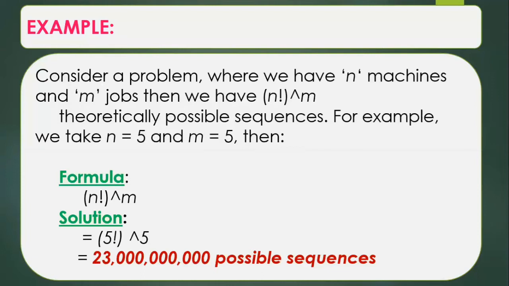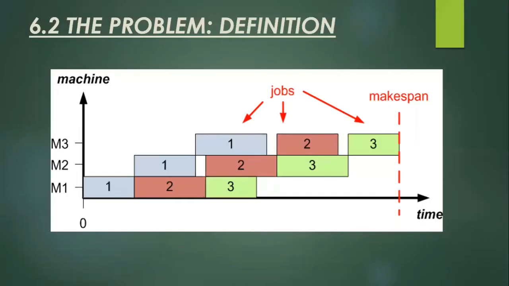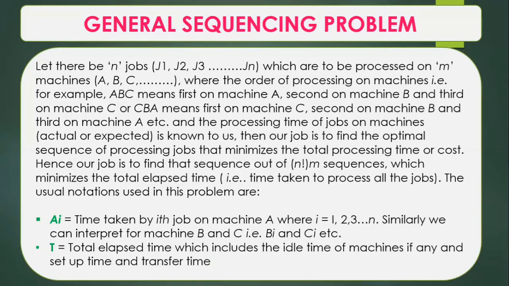Now, let us discuss the method that is used to find the optimal sequence. And before we go for the method of solution, we shall define the sequencing problem and types of sequencing problem. Here, the students have to remember as well that the sequencing problem is basically a maximization problem or minimization problem.